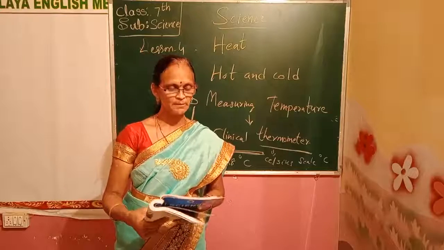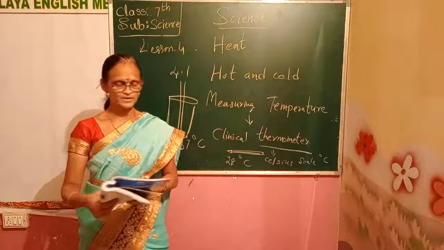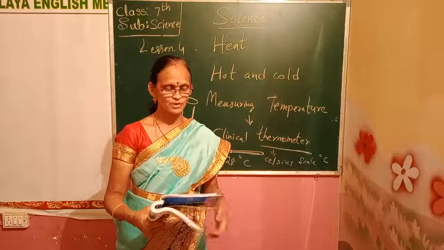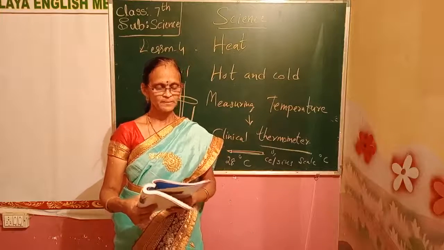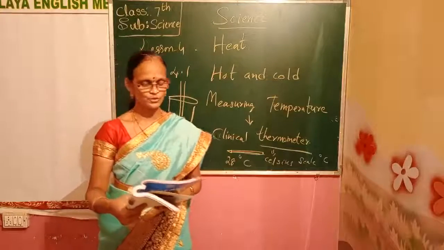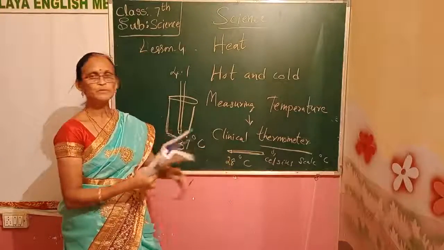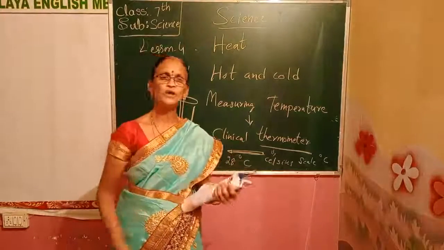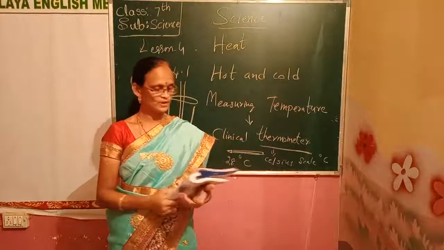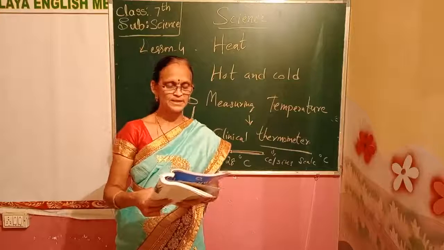Why does the mercury not fall or rise in a clinical thermometer when taken out of the mouth? Observe the clinical thermometer again. Near the bulb you can see a kink. What is the use of the kink? It prevents the mercury level from falling on its own. When you remove it from the water, the mercury is not falling down. Why? The clinical thermometer has a kink in it.